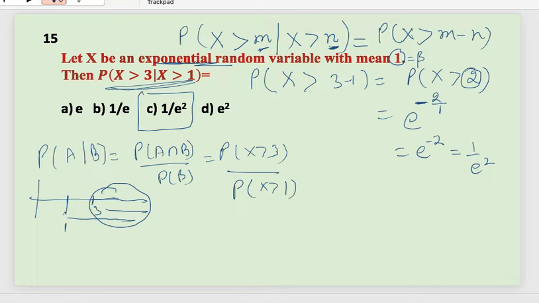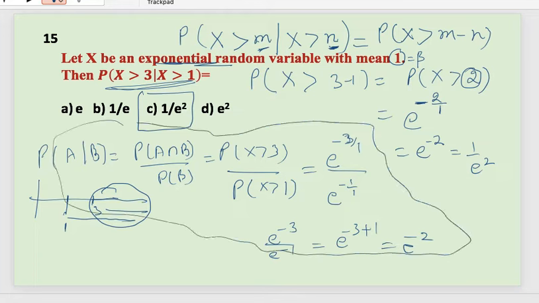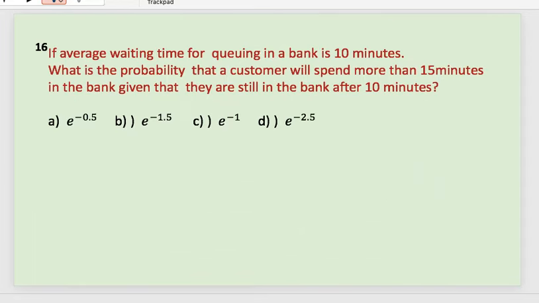And when we apply the formula, I can apply the same formula on the numerator. I can write e to the power minus 3 by 1, which is beta, and the denominator is the same formula, e to the power minus 1 by 1. When we simplify, e to the power minus 3 upon e to the power minus 1 is equal to e to the power minus 3 plus 1, which is equal to e to the power minus 2. But when we do it this way, a lot of work is to be done. If you are aware of the memoryless property, you can very quickly calculate the answer in one or two steps. So I hope you have gotten an idea.